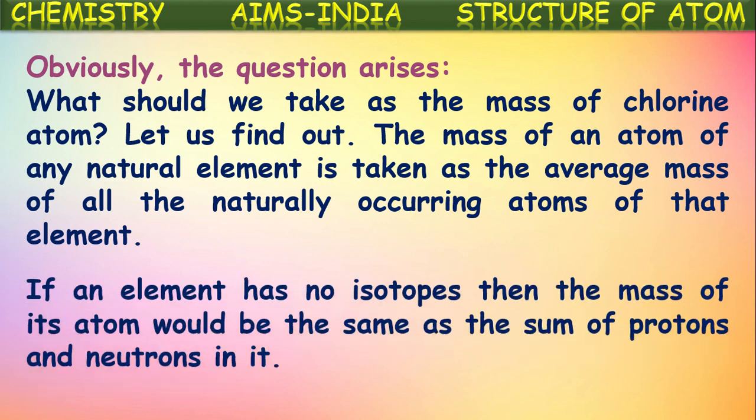Now let us see, if an atom has no isotopes, then the mass of its atom would be the same as the sum of the protons and neutrons. If an atom has no isotopes, only one kind of atom, then directly the number of nucleons is taken as its mass number or atomic mass. If it has more than one kind of isotope, then we calculate the atomic mass of that atom by taking the average mass of all the naturally occurring isotopes of that element.